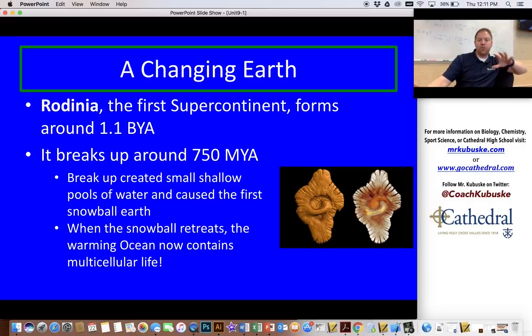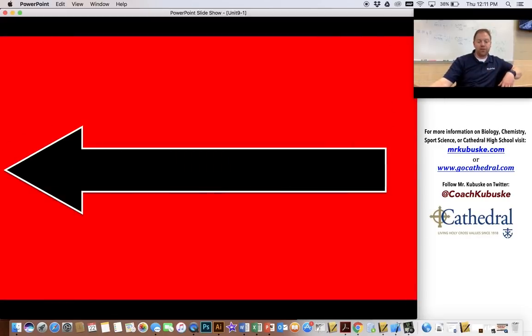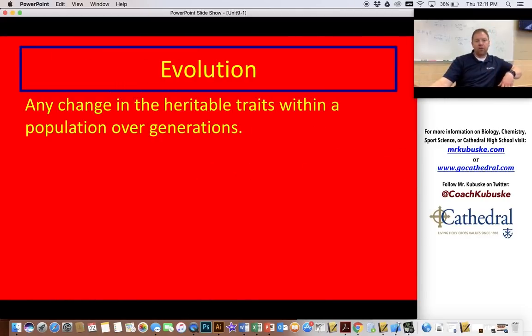Now, when it breaks up, when the ice retreats, again around 750 million years ago or so, we finally have our first multicellular life forms, and those can only be formed from eukaryotes. And we know from previous discussions that eukaryotes appeared about 1.5 billion years ago, and they appear as a combination of two prokaryotes, so two of those bacteria now living together inside one another. And so now we're ready for evolution.